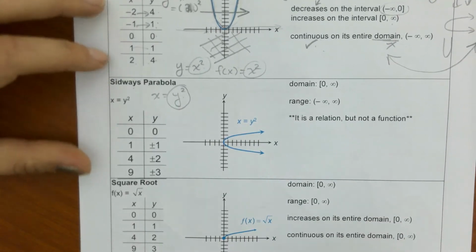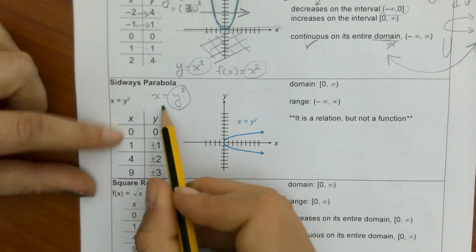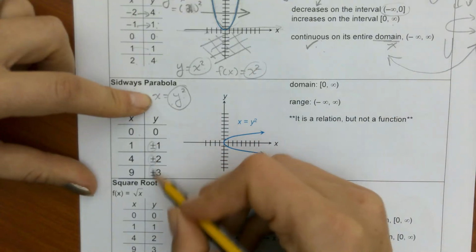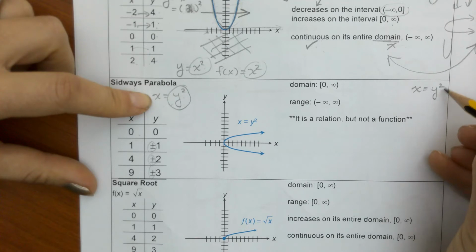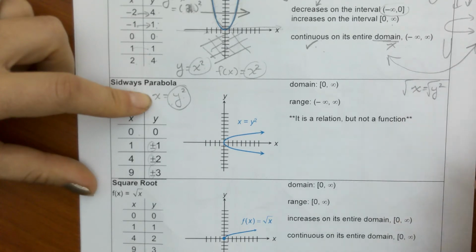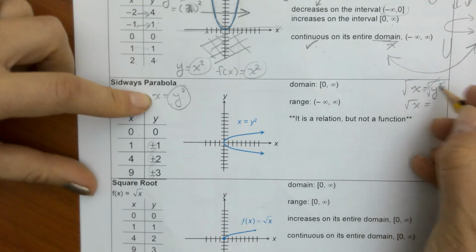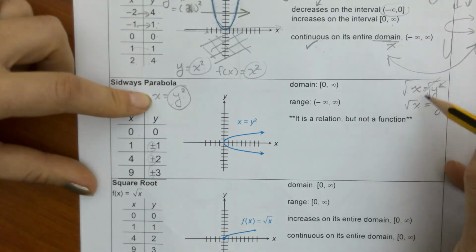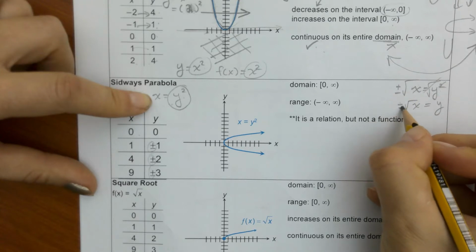Let's see. Oh, we have these weird things here. Okay, let's solve this for y first, and then we'll understand this. So x equals y squared, and if I want to get rid of the squared, because I want to solve for y, I'm going to take the square root of both sides. So now I have the square root of x equals, well, that cancels with that, and I'm left with y. But when I take the square root of something, I have to take the negative and the positive.